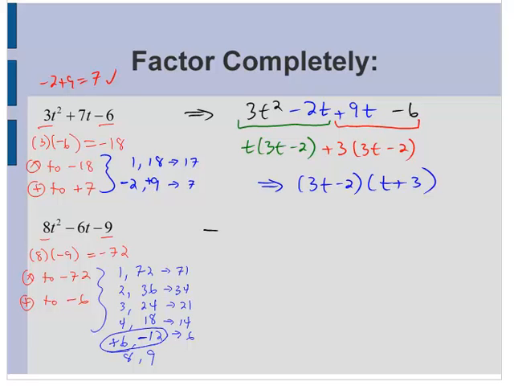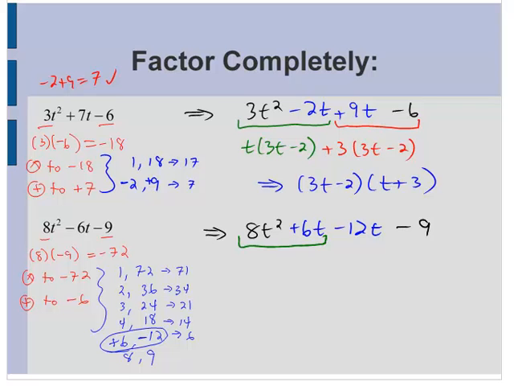And so now let's write this as 8t squared plus 6t minus 12t minus 9. And again, now would be a good point to stop for a moment, check your work, make sure that that middle term works. 6 minus 12 is -6. Alright, factoring by grouping.